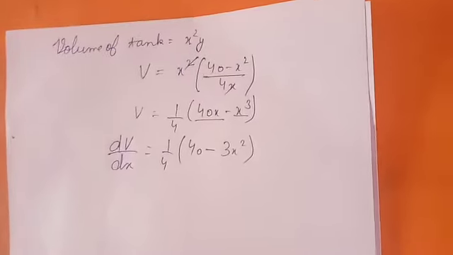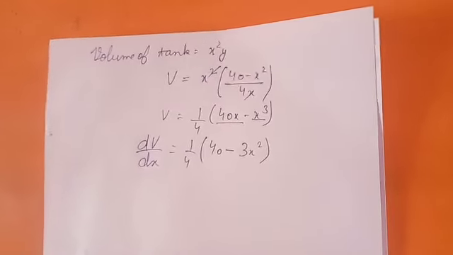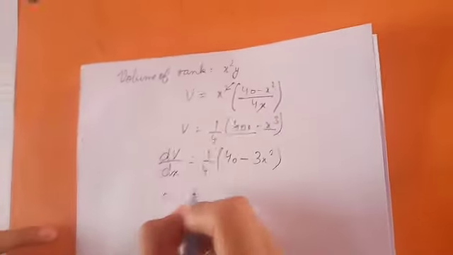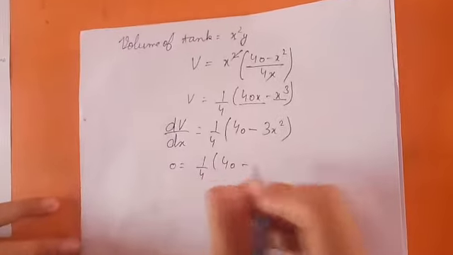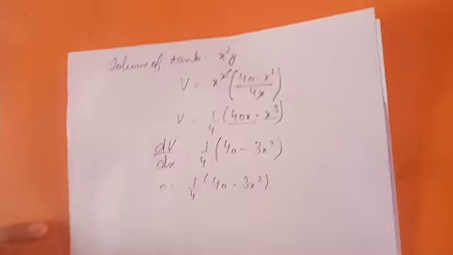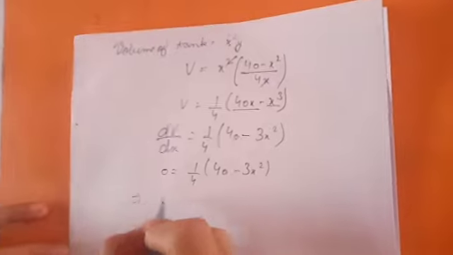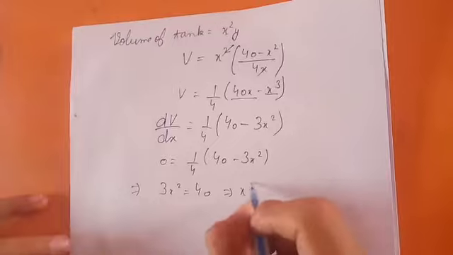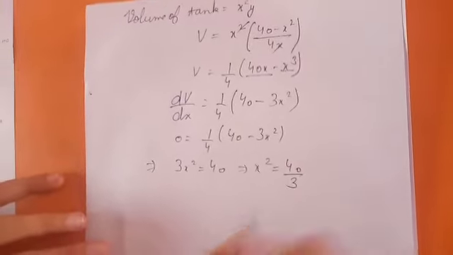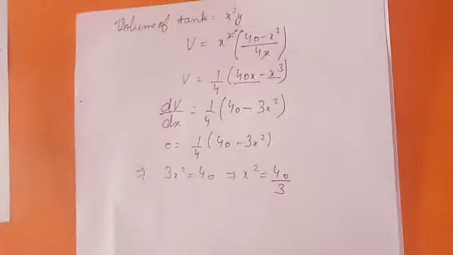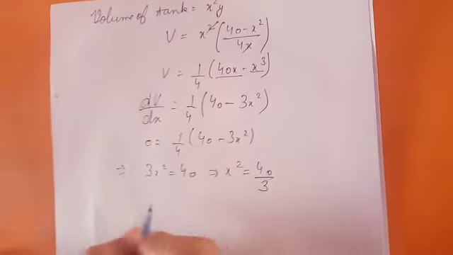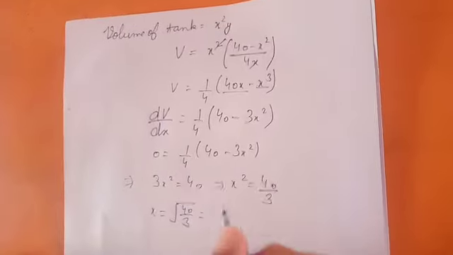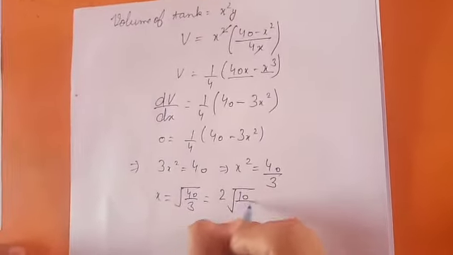Now for my extreme values, meaning maxima or minima, I have to put dV by dx as 0. So 0 is equal to 1 by 4 into (40 minus 3x square). From here I get 3x square is equal to 40. That means x square is equal to 40 by 3. So x will be root of 40 by 3, that is equal to 2 into root 10 by 3.